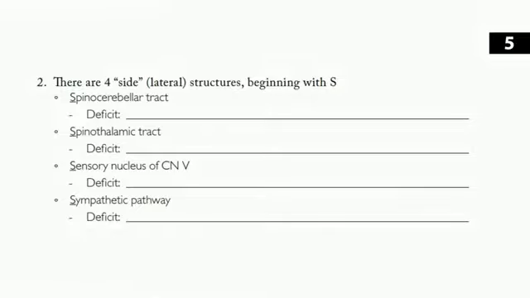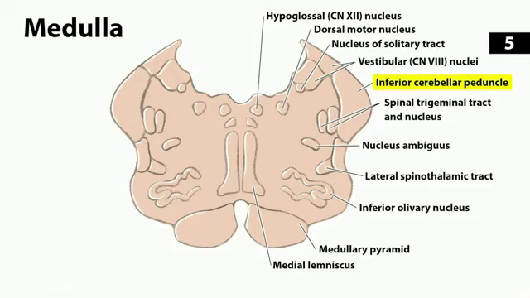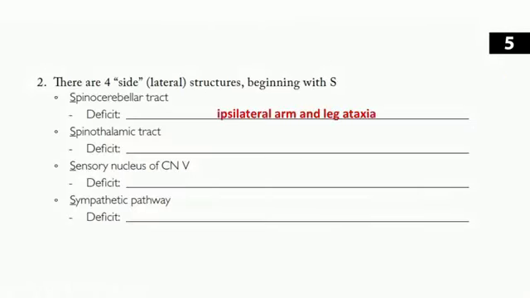Well, it's spinocerebellar, so it carries information from the spinal cord to the cerebellum. And if you look back at the drawing of the medulla, you'll see the inferior cerebellar peduncle, which is where the spinocerebellar tract runs. And a lesion here will cause ipsilateral arm and leg ataxia.